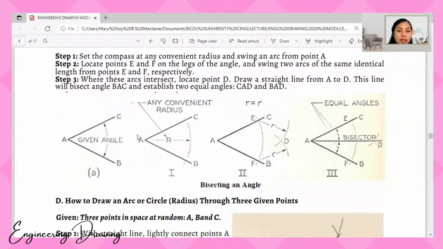So, as you can see in the figure, ito yung A natin, then B, no? C. Kung anong nangyari dito sa line na to, ay, yan na, nag-bisect na tayo. Ito yung bisector. Okay.